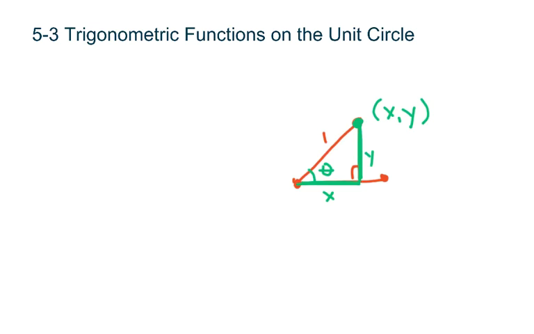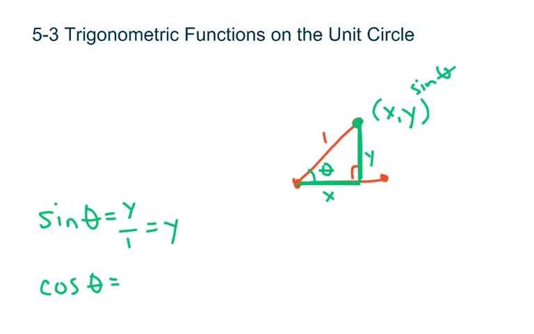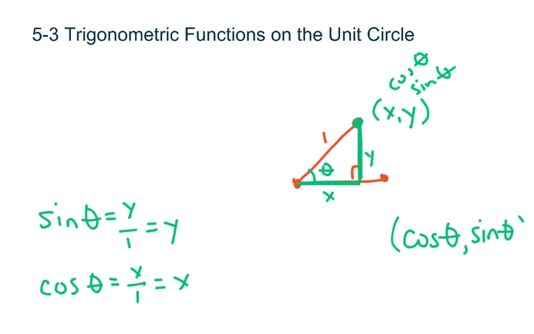Well, the sine of theta, because sine is opposite over hypotenuse, would be y over 1, which is just y. Oh, wait a second, sine is just y. And then if we find the cosine of theta, which is adjacent over hypotenuse, it's x over 1, which is just x. So it turns out that the ordered pair where a terminal ray hits the unit circle is going to be the ordered pair cosine theta, comma sine theta. And the reason is because the cosine of theta is equal to x, and the sine of theta is equal to y.